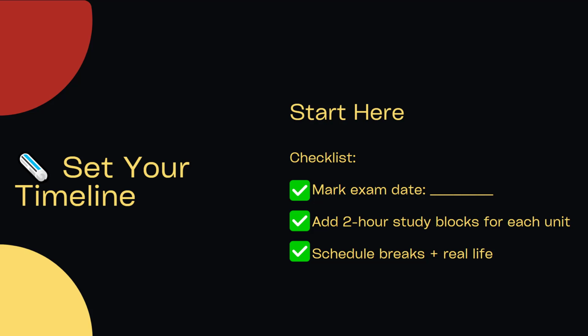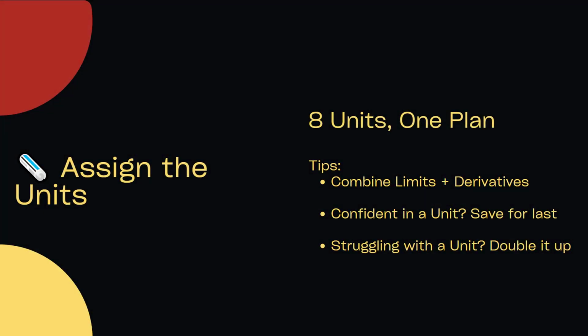To keep it manageable, you want to block these out in advance, but also remember about scheduling breaks and real life, because burnout helps nobody. Ideally, you want to have a full study session for each of the 8 units, so that would be 8 study sessions, so 8 2-hour blocks. But you know your schedule best and you know your abilities, so you can always adapt this as necessary. The key here is to make this study session fit your needs.